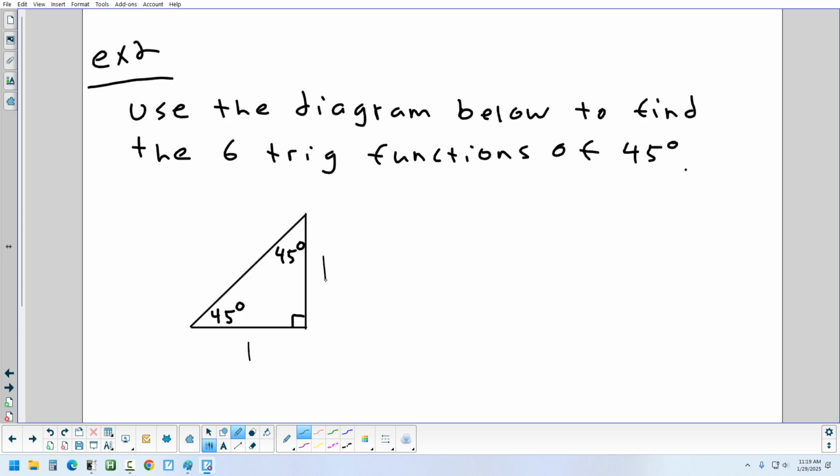What would that make the hypotenuse in this 45, 45, 90? Square root of 2. Okay. Again, that's not the only 45, 45, 90, but it's one that will work, and it's probably the simplest one. So now we can do our trig functions. Sine, cosine, tangent, cosecant, secant, cotangent.